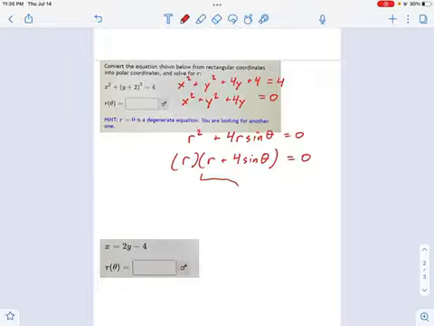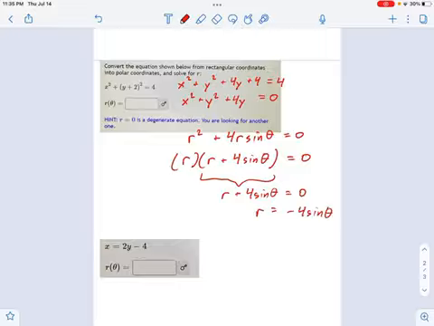Here's the equation we like right here. I say, oh, r plus 4 sine theta equals 0. Well, that means r equals negative 4 sine theta. Okay? So that would be our answer. That's what we put in here.